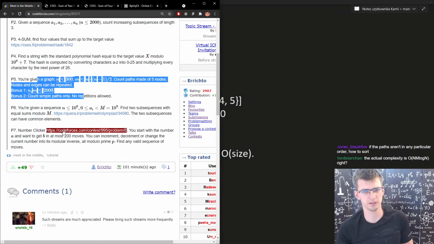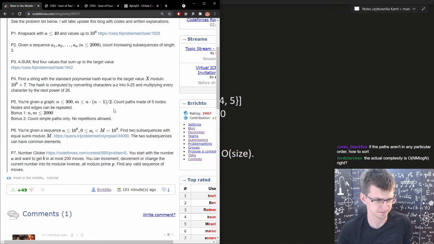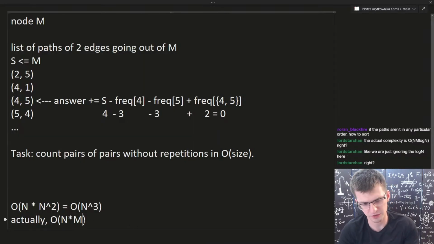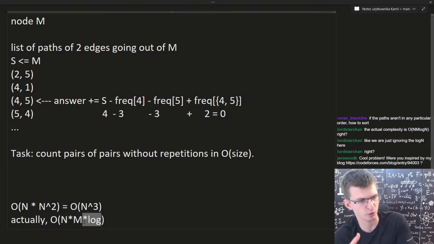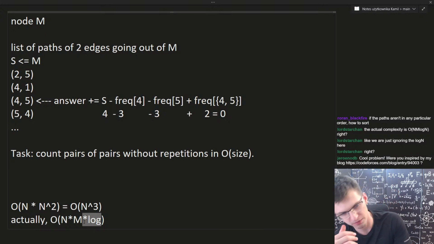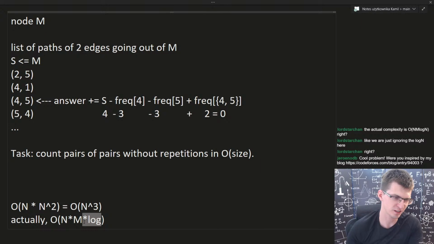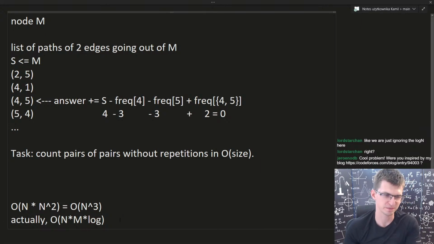Maybe somebody will find it, then it will be posted in the comments. n m log n, yeah, I guess. Those logarithms are not really important, and almost always you can get rid of them by saying, oh, it's an ordered set, an ordered map. And if values are up to n, then you can sort in linear time. If those are pairs of elements up to n, it can still be solved in linear time. This log can be gotten rid of.